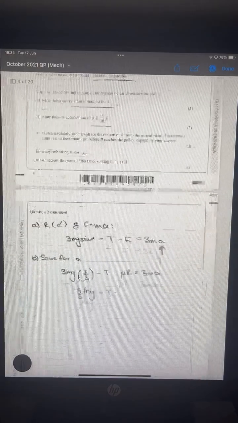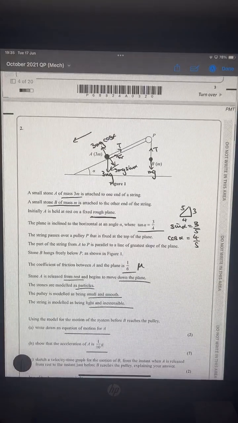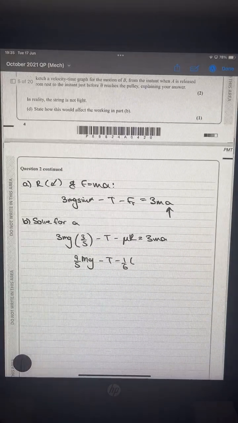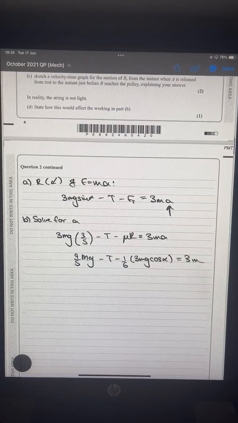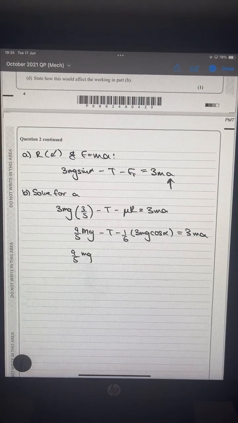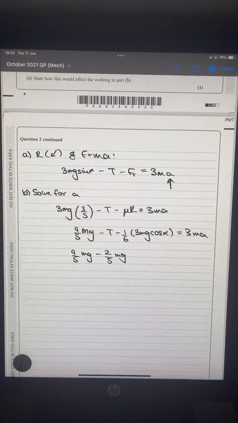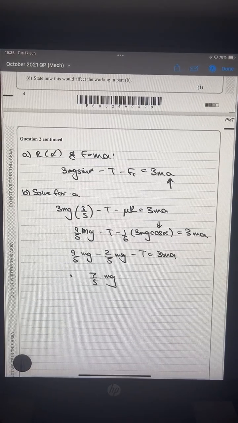They told me in the question it was 1/6. And what is my R going to be? That's the normal reaction force, which is just 3mg cos alpha. That's equal to 3ma. Now I'm going to evaluate this through and rearrange. So I'm just going to quickly write 9/5 mg minus 2/5 mg, subbing in for cos alpha there, minus tension equals 3ma. Therefore, 7/5 mg minus tension equals 3ma.